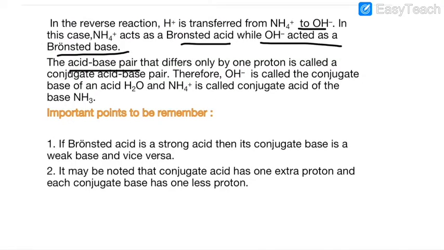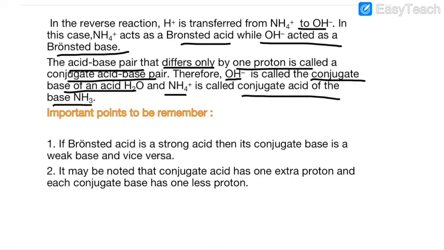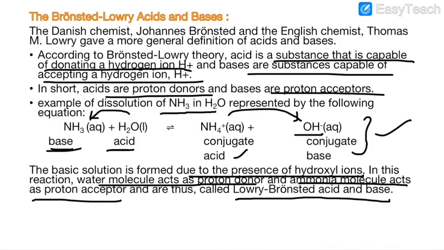The acid-base pair that differs only by one proton is called a conjugate acid-base pair. Therefore, OH minus is called the conjugate base of an acid H2O and NH4 plus is called conjugate acid of the base NH3. Again, look at the equation. We can very easily find out that there is a difference of only H plus in NH3 and NH4 plus and in H2O and OH minus. So these are the conjugate acid base pairs.